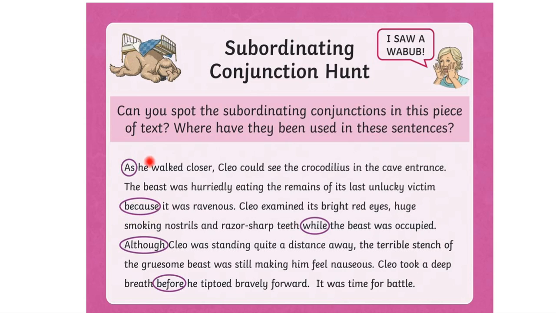So you notice, I'm using as just to make a longer sentence, because to give an even longer sentence. Cleo examined its bright red eyes, huge smoking nostrils, and razor-sharp teeth, while the beast was occupied. Although Cleo was standing quite a distance away, the terrible stench of the gruesome beast was still making him feel nauseous. Cleo took a deep breath before he tiptoed bravely forward. It was time for battle.